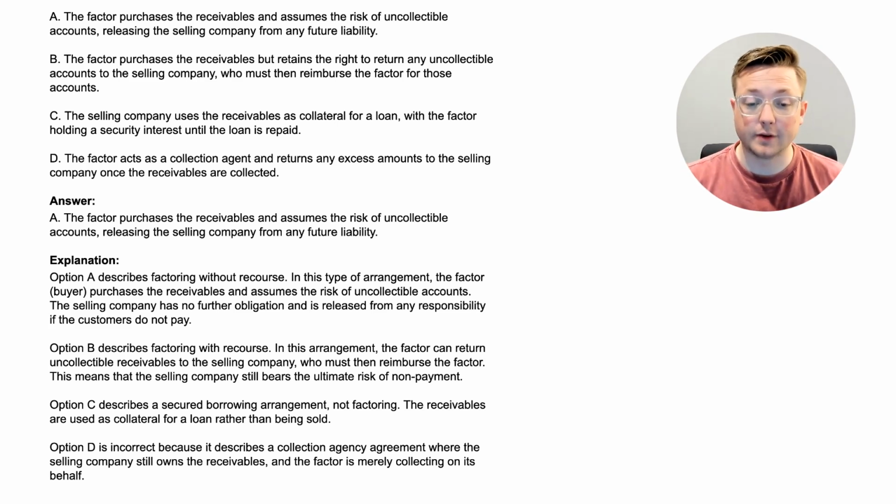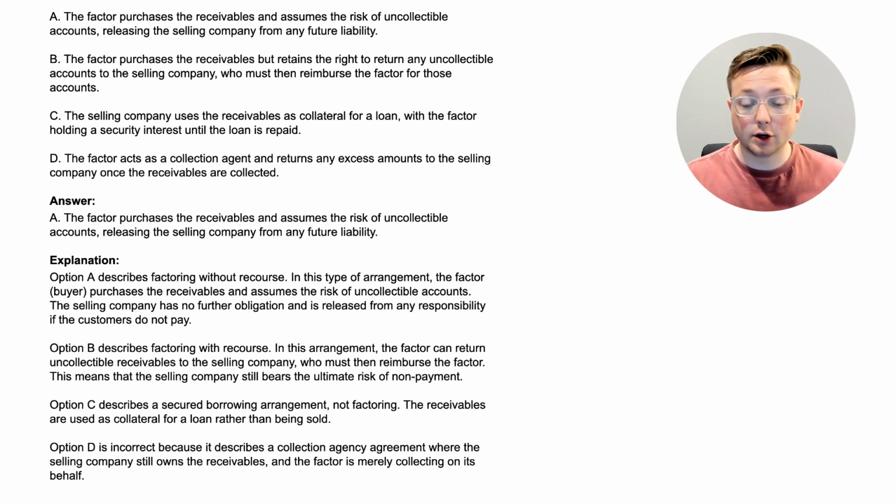Option B describes factoring with recourse. In this arrangement, the factor can return uncollectible receivables to the selling company, who must then reimburse the factor. This means that the selling company still bears the ultimate risk of non-payment. They may not always give the receivables back to the company, but they may still require some kind of reimbursement for the receivables that were uncollectible. So with recourse means they can go back to the selling company and say, hey, these weren't collectible. You need to make sure that we get the money in some way or some form.